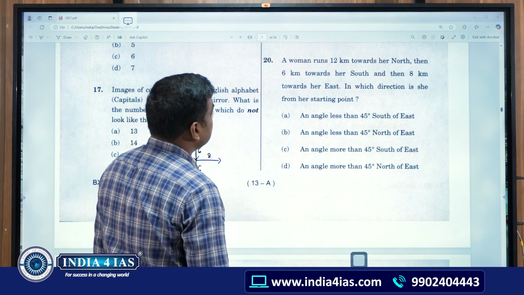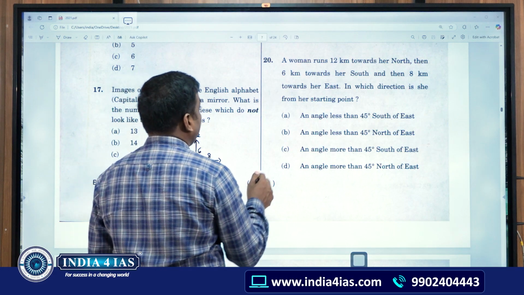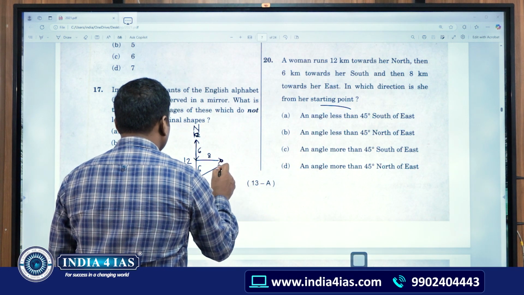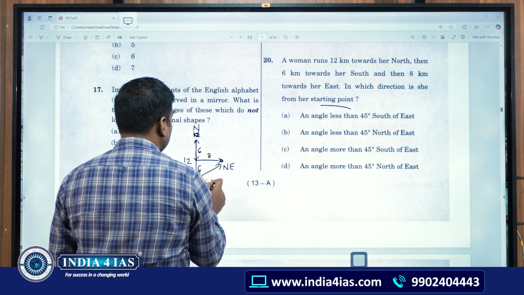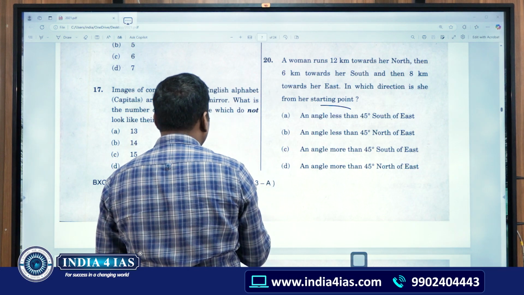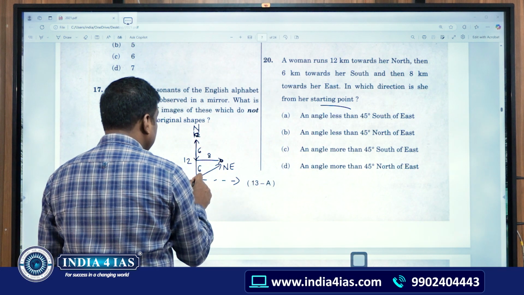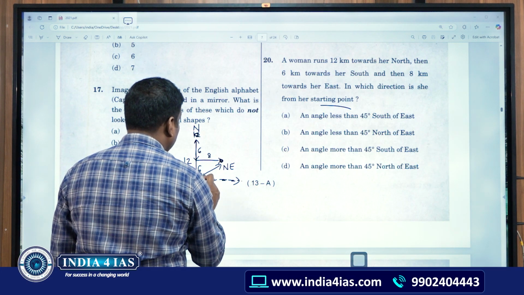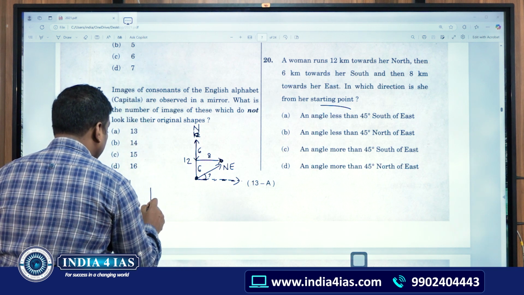In which direction is she situated from her starting point? Her starting point is this, her ending point is this. So this is nothing but the northeast direction. So this is north, this is east. This is also east. So this is a northeast direction. And they are asking what is the angle. So whenever we take this as the initial point and this as the final point, we draw a normal here and we calculate this angle.